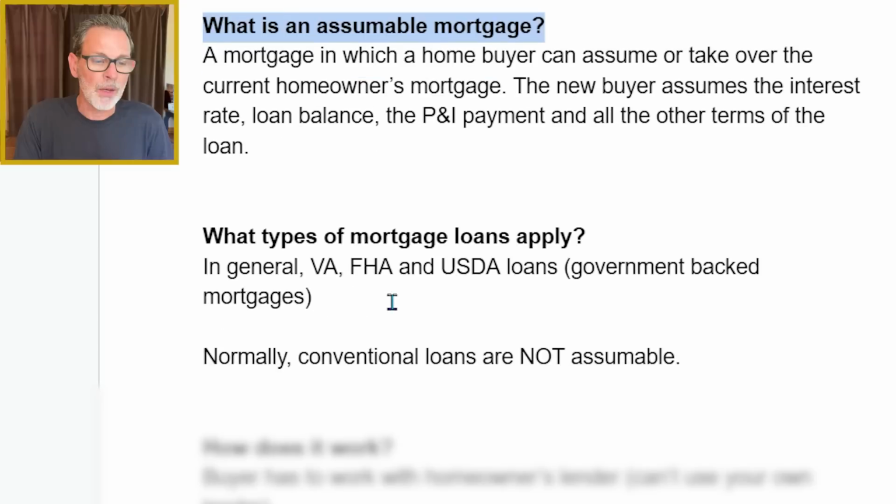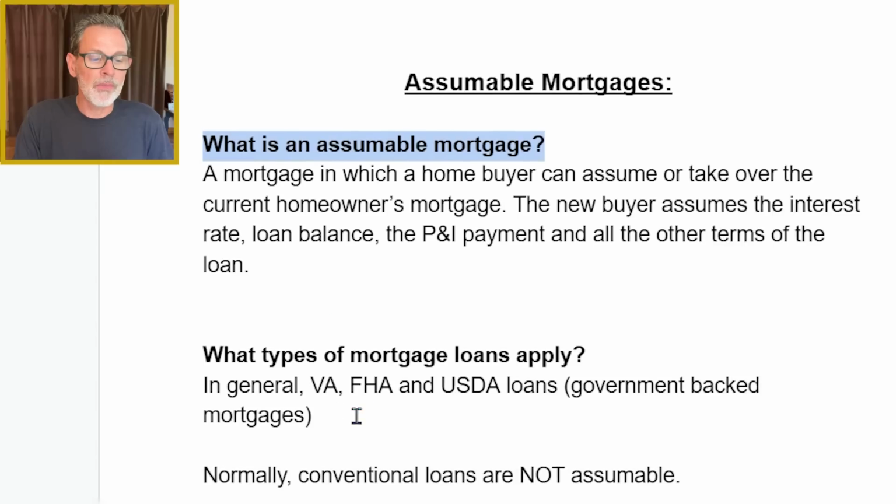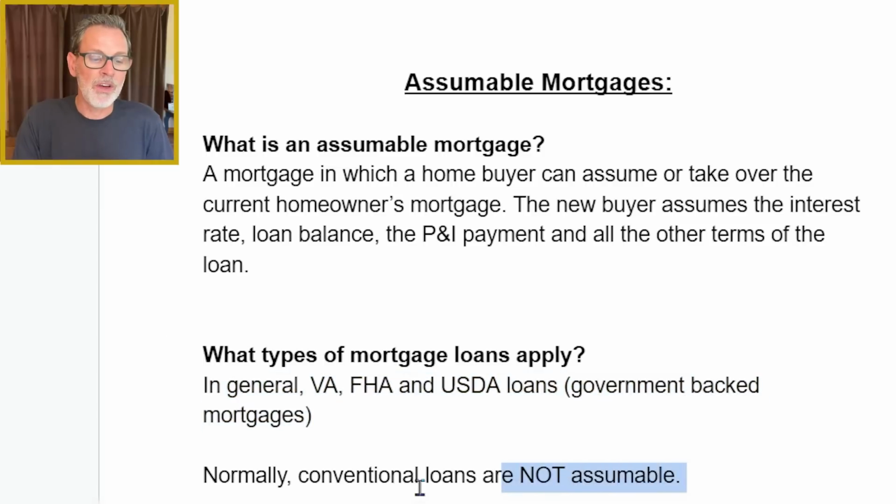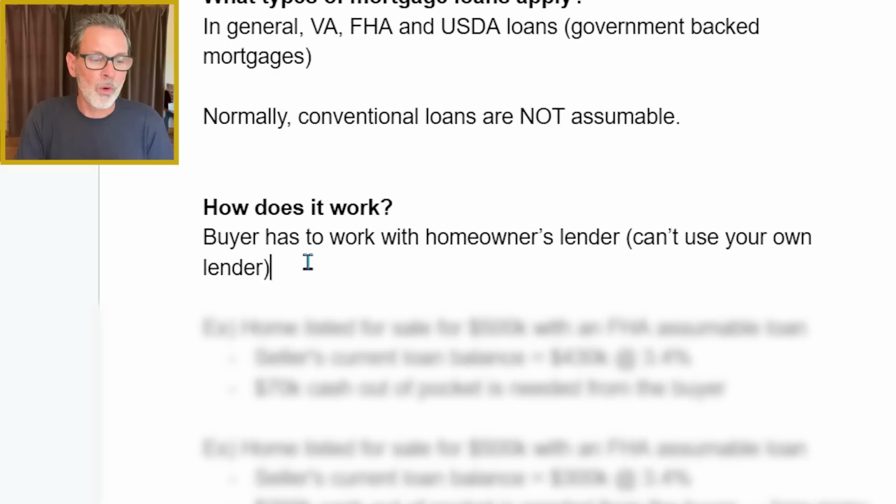So what type of loans apply? In general, VA and FHA and USDA loans, which are government backed, are assumable by a home buyer. In contrast, conventional loans are generally not assumable by a new buyer. So now that we know what is an assumable mortgage, and what type of loans are actually able to be assumed potentially, let's talk about how it works.